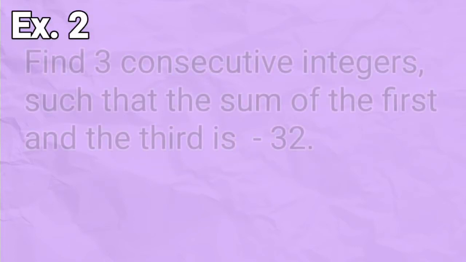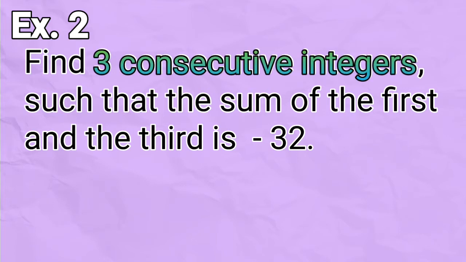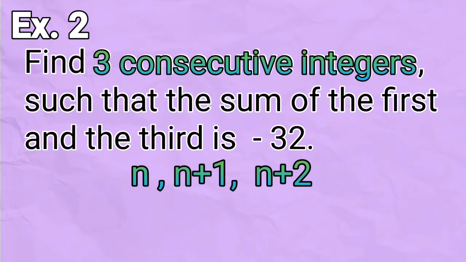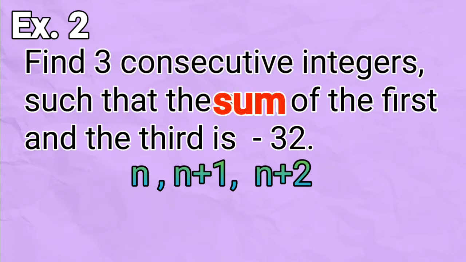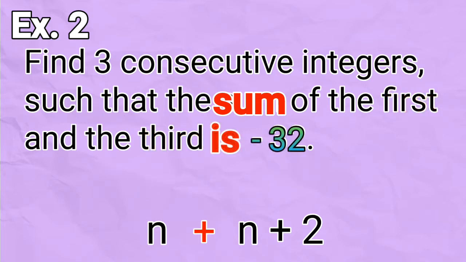Example 2 says, find 3 consecutive integers such that the sum of the first and the third is -32. So I see the words 3 consecutive integers. That tells me I'll be using n, n plus 1, and n plus 2. It says the sum of the first and the third. That tells me I'm going to be adding the first, n, and the third, n plus 2. It says that the sum of the first and the third is -32.